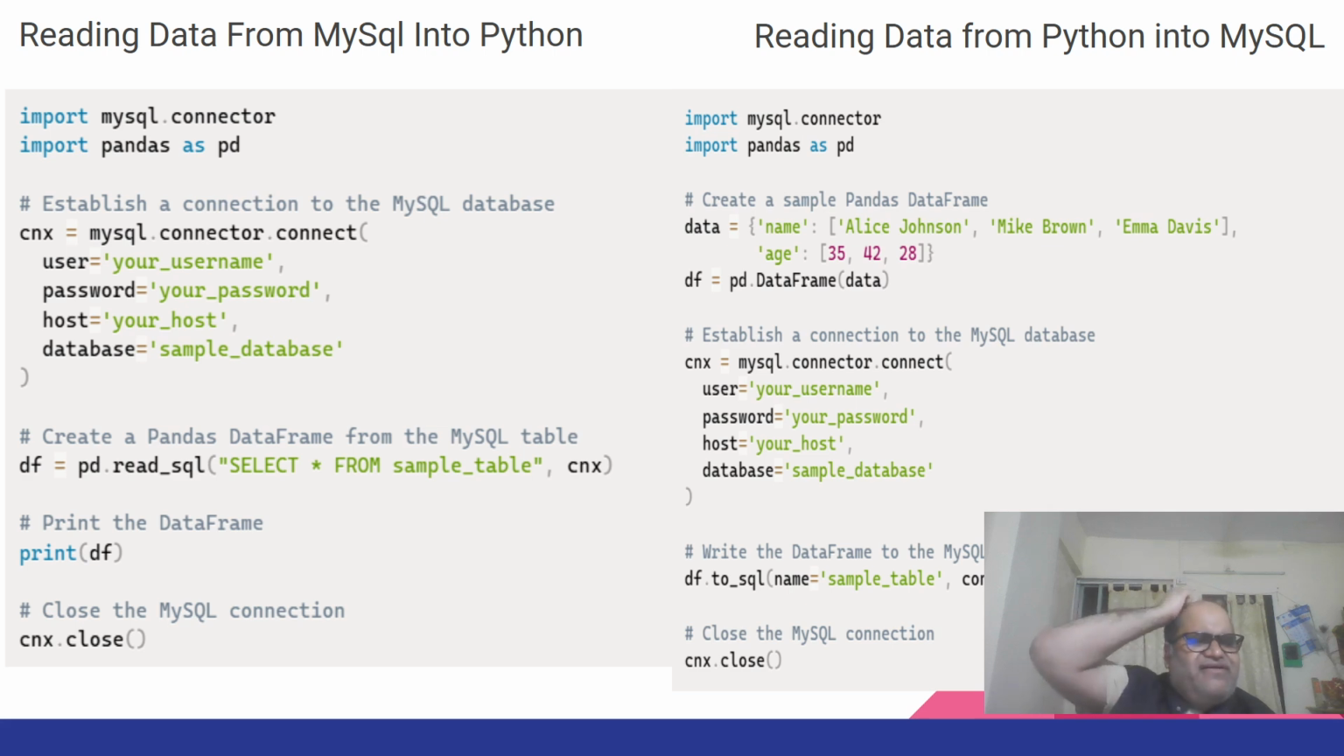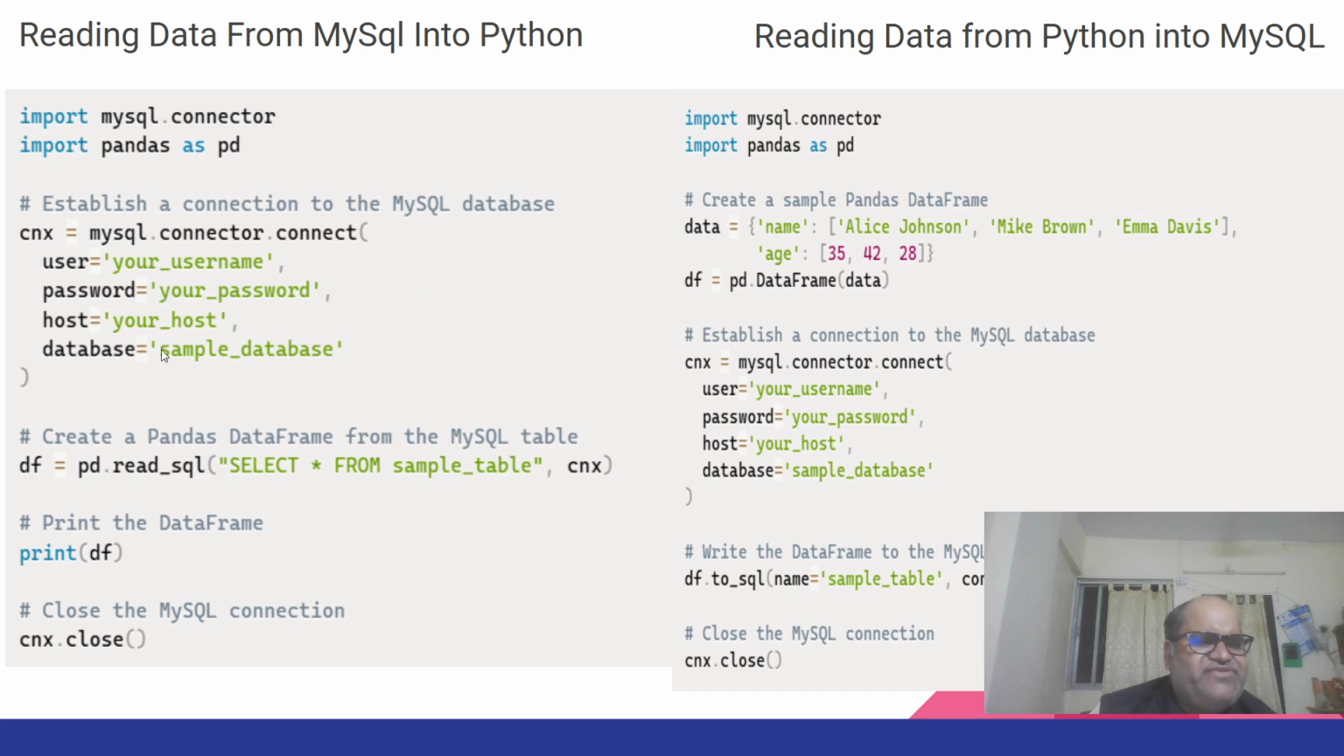Once done, this is very important, and this is a slide that you have to read multiple times. When we want to read data from MySQL into Python, you have to import mysql.connector, right? Pandas is anyway there, and on mysql.connector you get an API like connect, to establish a connection to the MySQL database, right? So on mysql.connector you'll call .connect, where you provide your user, which is your username, your password, your host, and your database.